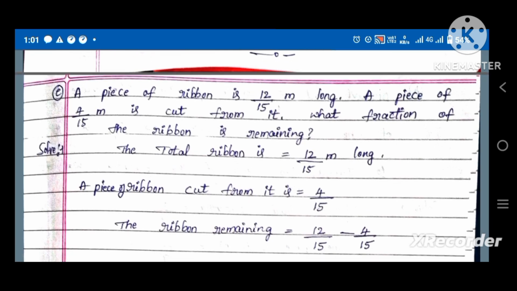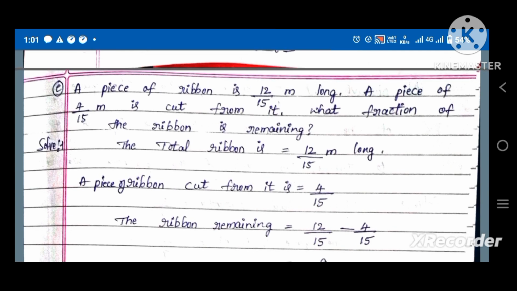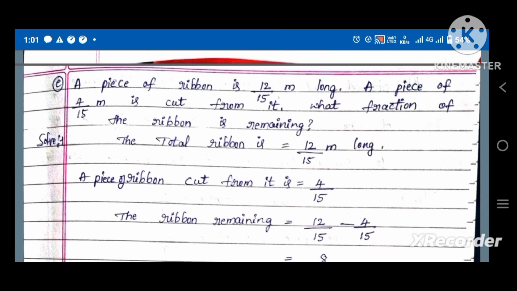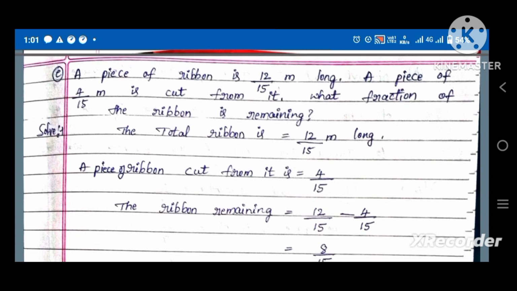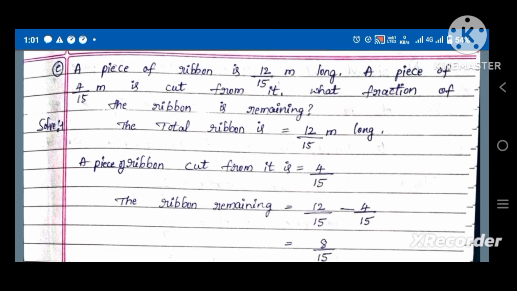Question number E. A piece of ribbon is 12 by 15 meter long. A piece of 4 by 15 meter is cut from it. What fraction of the ribbon is remaining?